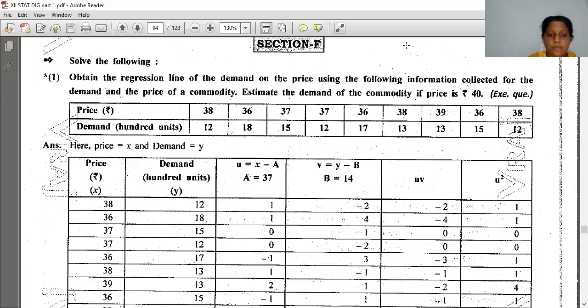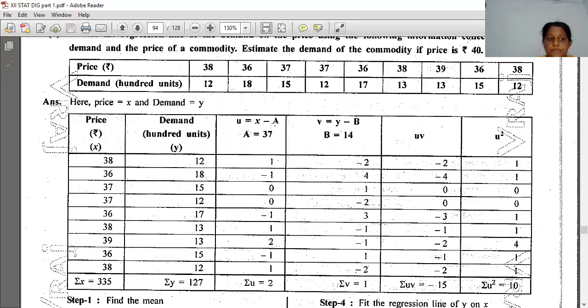First question. The question is: obtain the regression line of the demand on the price using the following information collected for the demand and the price of a commodity. Estimate the demand of a commodity if the price is 40. That means X is given, 40. The price is 38, 36, 37, 37, 36, 38, 39, 36 and 30. Like this, the demand Y column is also given: 12, 18, 15, 12, 17, 13, 13, 15, 12.